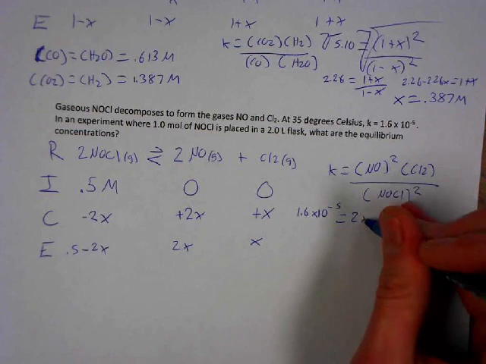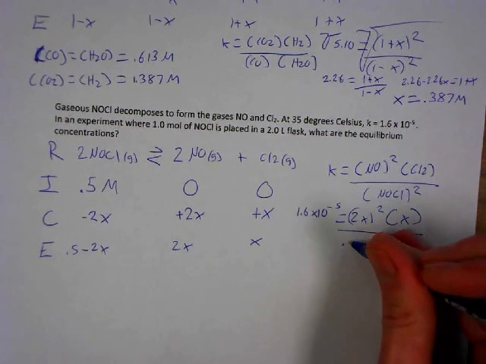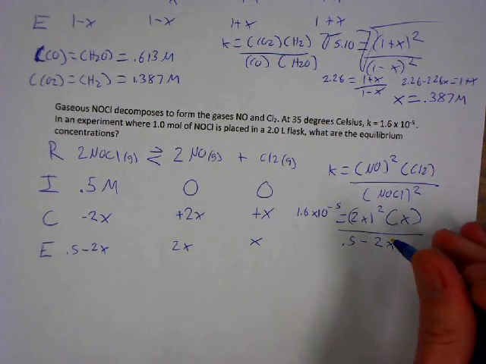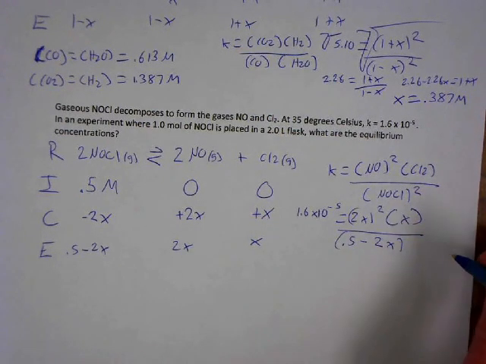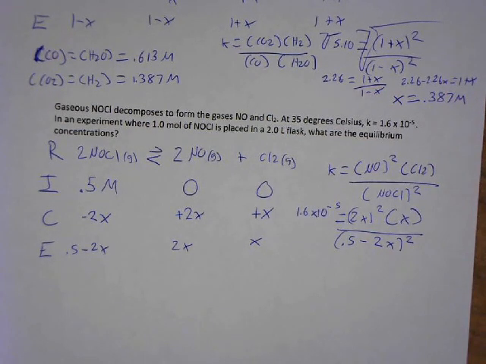So I know my K is 1.6 times 10 to the negative fifth, which is equal to 2x squared times x over 0.5 minus 2x, that whole thing squared. Does it matter that it's at 35 degrees? That's not important for us. Now, pause. Stop. Do not do quadratic formula. Do not graph it. Do not pass go. Do not collect $200.